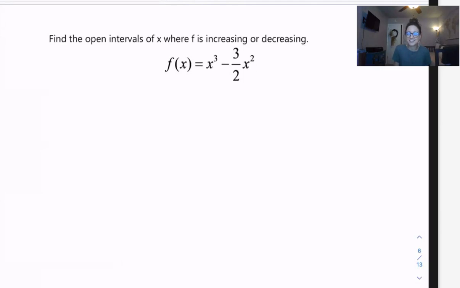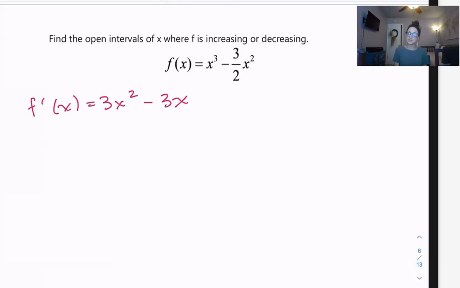Okay, would you write this function in your notes, please? F of x is x cubed minus 3 over 2 x squared. All right, so the first step was to find the critical points, and that's where f prime is 0 or DNE, right? So go ahead and find the derivative for me and hit continue when you are ready to check your derivative.